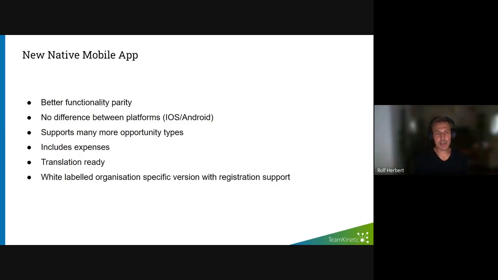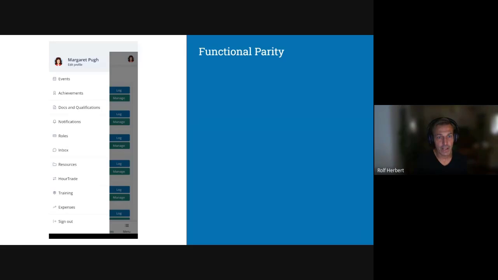So there will always be some sort of lag, but right now the feature parity is a lot better. We've also gained feature parity between iOS and Android, so they're not developed on separate streams anymore. So any changes to anything on the iOS or Android versions are mirrored across, so people won't have a different experience depending on what phone they're using. It supports many more opportunity types, includes expenses, translation ready, and white label organization specific stuff, which I'm going to go through now. So we've already talked a bit about the functional parity.